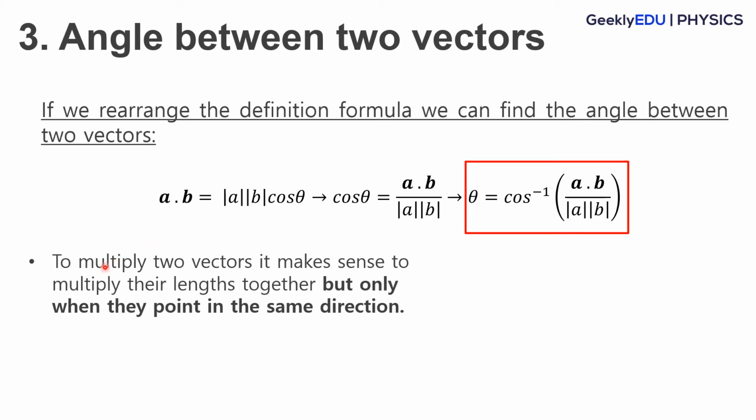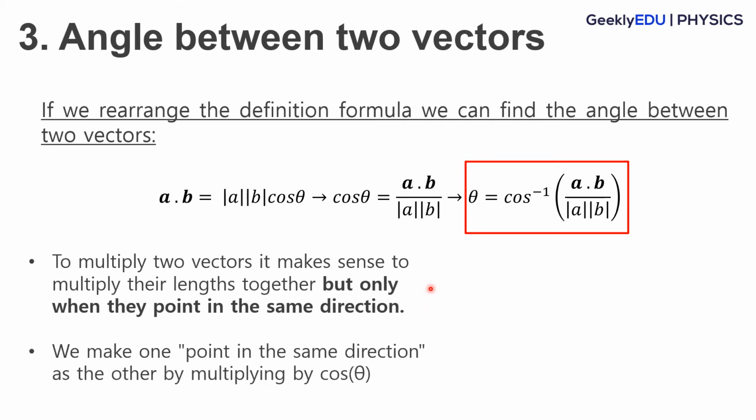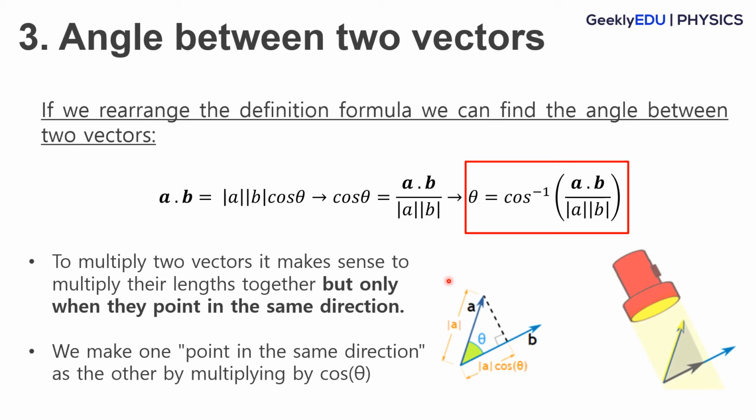Well, you can think as to make sense to multiply their lengths, we can only do it if they're pointing the same direction. We cannot multiply two vectors pointing different directions. So we make them point in the same direction if we multiply it by the cosine of the angle between them. You can think as if it's the projection of a shadow from one vector into another.